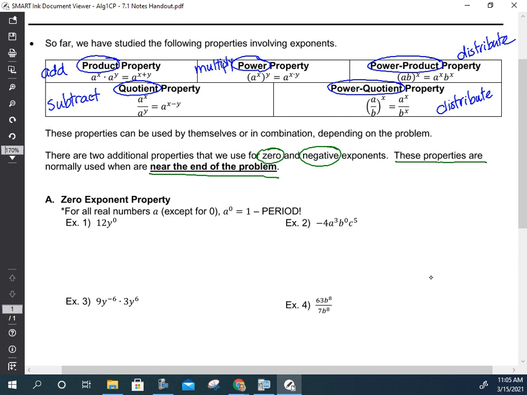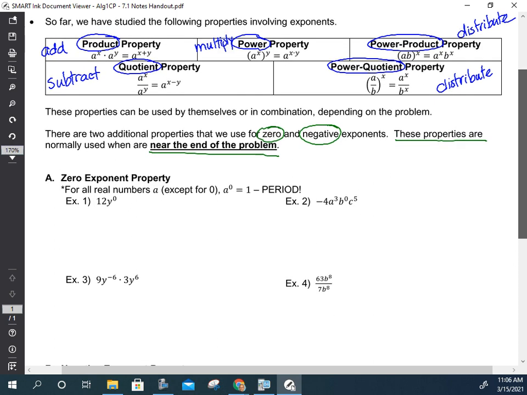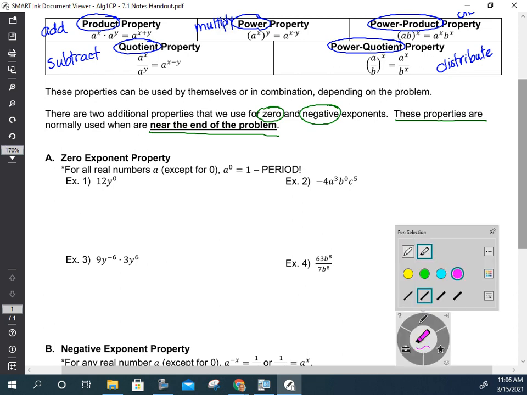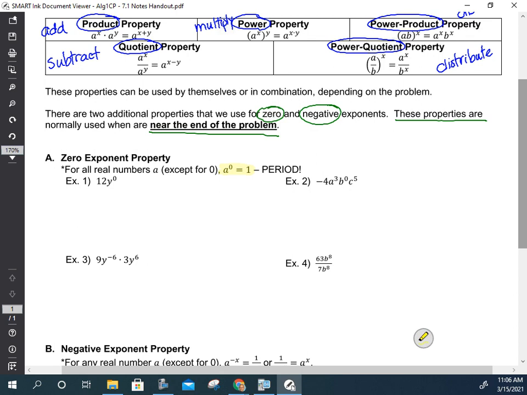So, let's start with the 0 exponent property. The 0 exponent property is very, very simple. Anything raised to the 0 power is equal to 1. Period. Whatever the 0 is attached to, it cancels out and becomes 1. Done. That's what that property means and represents.